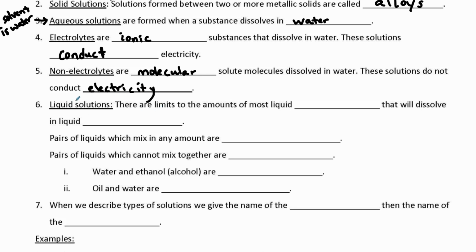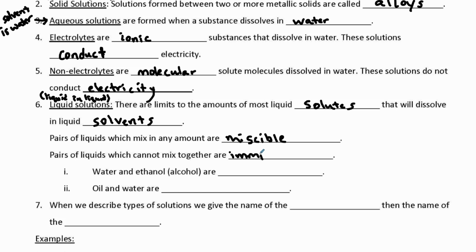So for liquid solutions, there are limits to the amounts most liquid solutes that will dissolve in liquid solvents. Okay, so a liquid solution is liquid in liquid. Okay, so pairs of liquids which mix in any amounts we call miscible. And pairs of liquids which will not mix together in any amount are called immiscible.